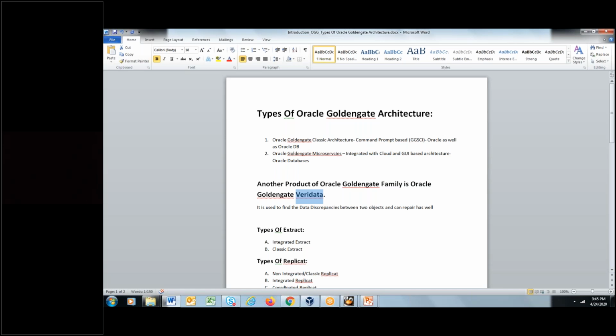So how can you find that? Either you can run a SQL script for that, or you can write some PL/SQL code, or another option is you can use Oracle GoldenGate Veridata. Now, Veridata is a separate license product. I'm not going to talk about licenses because I'm not a license specialist. I can only talk about technical. But yes, Veridata is a separate license product.